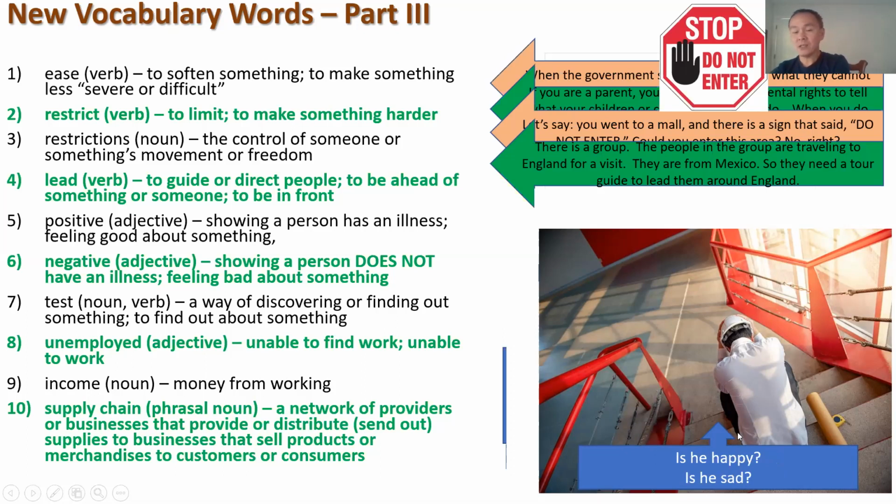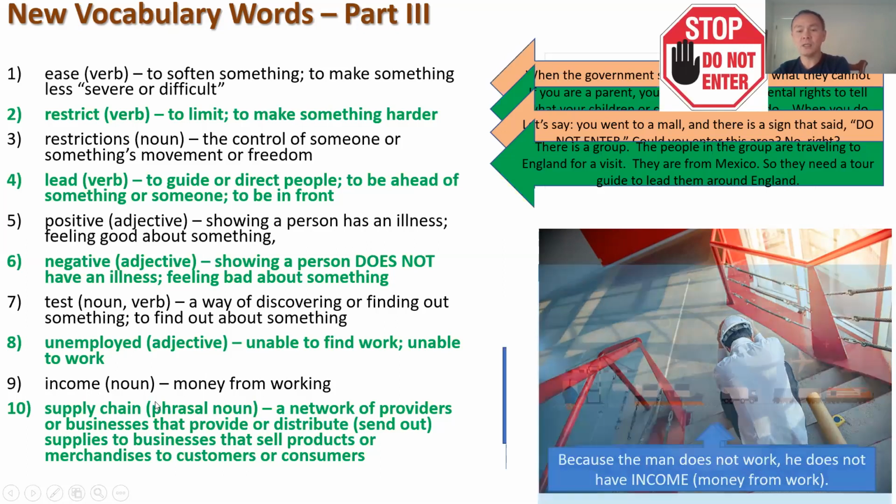So is he sad or is he happy? Does he feel positive or negative? Why? So he feels negative. He does not feel positive because he is unemployed. So the man is unemployed. Well, can he buy food for his family? Well, of course not. Why not? He doesn't have an income, okay?